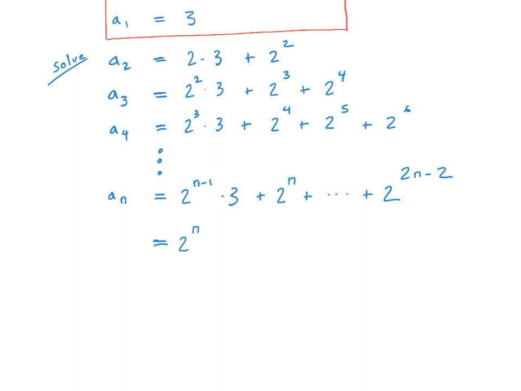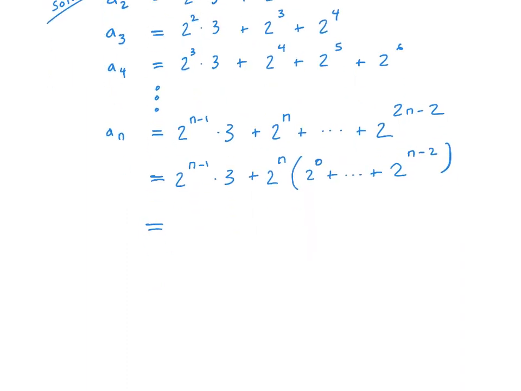So there's this 2 to the power n minus 1 times 3. This is kind of like the ugly duckling term. The rest of them don't have multiplied by 3. So we can treat those all nice and consistently by factoring out a 2 to the power n. So within the brackets, we would get a 2 to the power 0 plus all the way up to a 2 to the power of n minus 2. And now we can write a nice closed form.